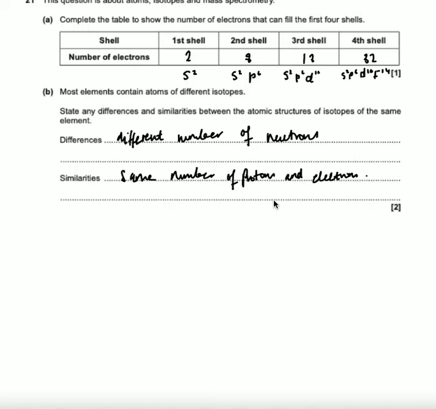Most elements contain atoms of different isotopes. State any differences and similarities between the atomic structures of isotopes of the same element. So that's just a definition of an isotope. So we know that the difference is the number of neutrons, but the similarity is they have the same number of protons and electrons.